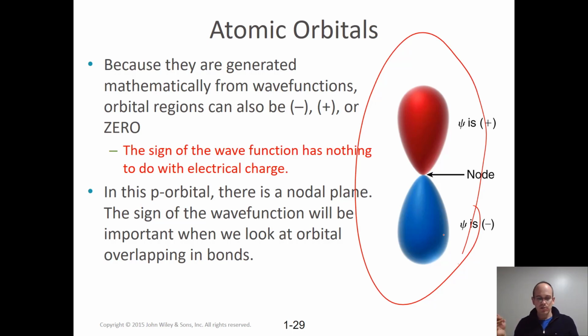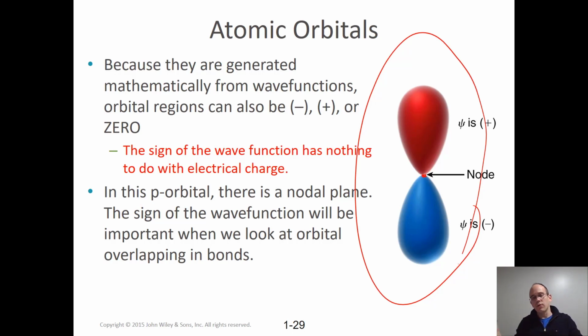So node, by the way, just means an area where there is no electron density. And in this case, the nucleus of the atom is the node. So the p orbital is generally aligned in such a way that one phase is above the nucleus and one phase is below, or one lobe of the p orbital is above and one lobe is below.